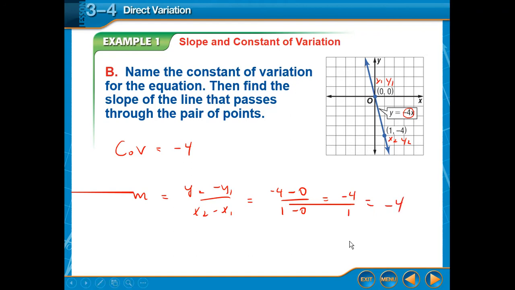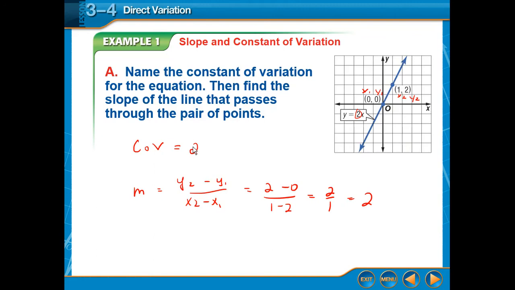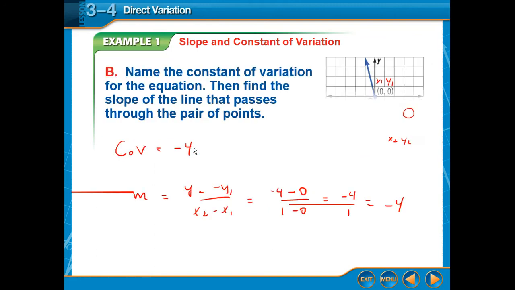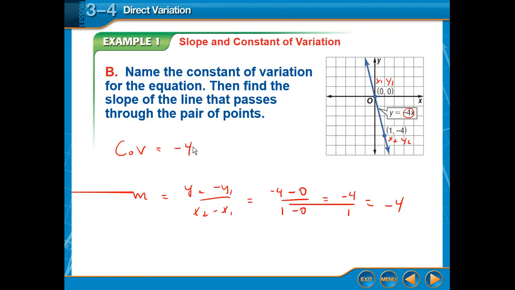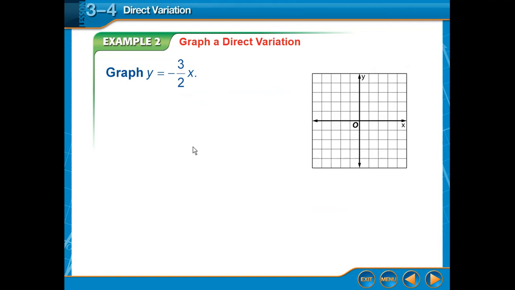So what do you notice about the constant of variation and the slope from this problem and the one before? Both times they were equal. So if a function is directly related, we can say the constant of variation is the slope. They're the same thing.